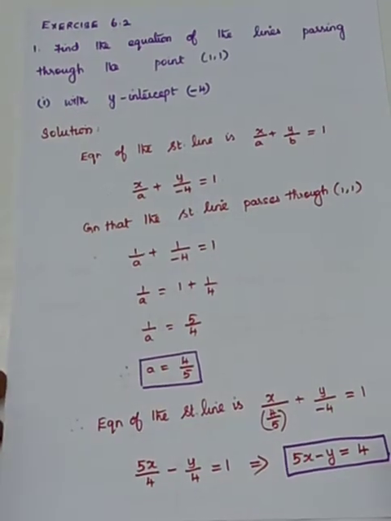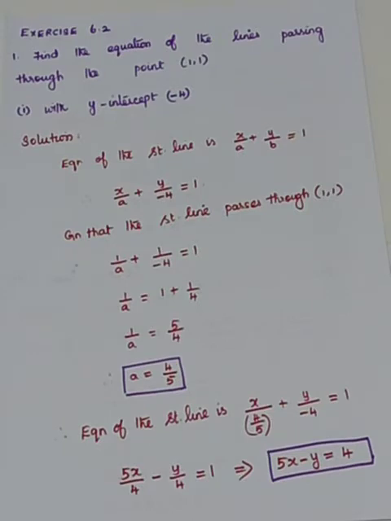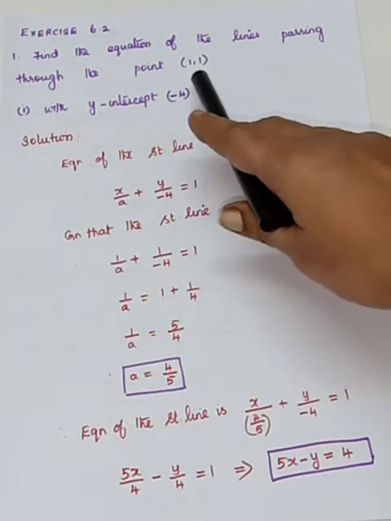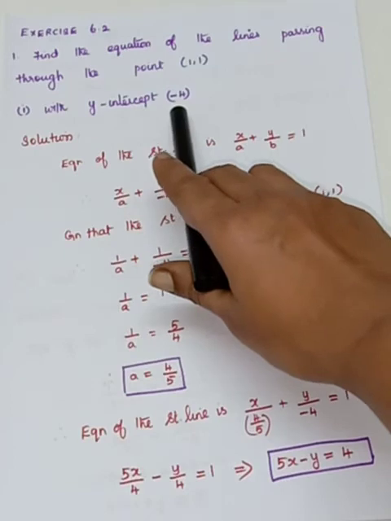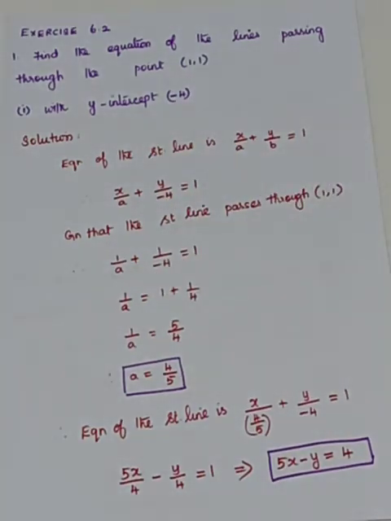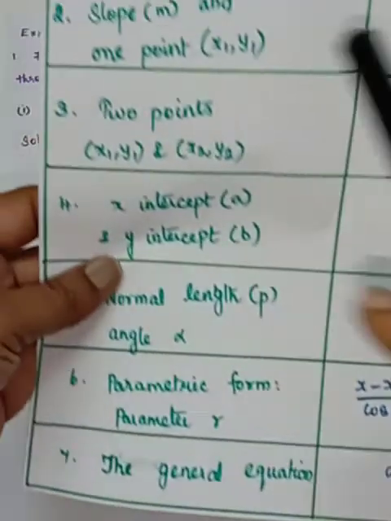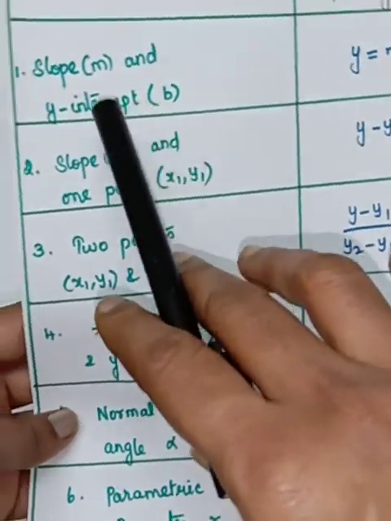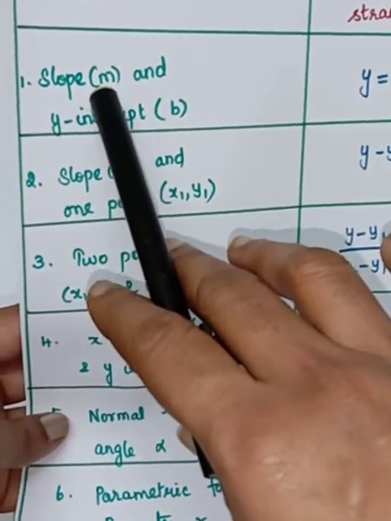First one: find the equation of the line passing through the point 1, 1. So the equation of the straight line passing through the point 1, 1. And here you have 4 subdivisions. In the first subdivision, along with the passing point 1, 1, the y-intercept minus 4 is given. You see that the y-intercept is involved in both cases. The y-intercept is there, but the slope we have to find out.